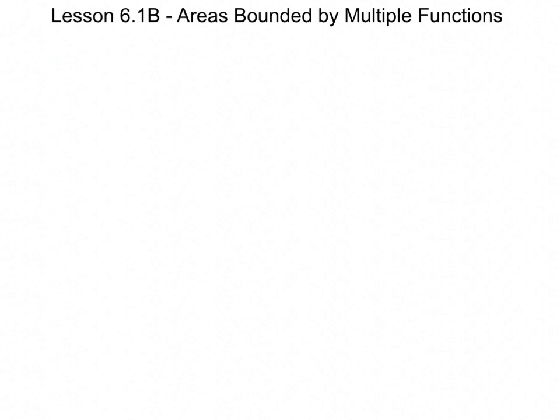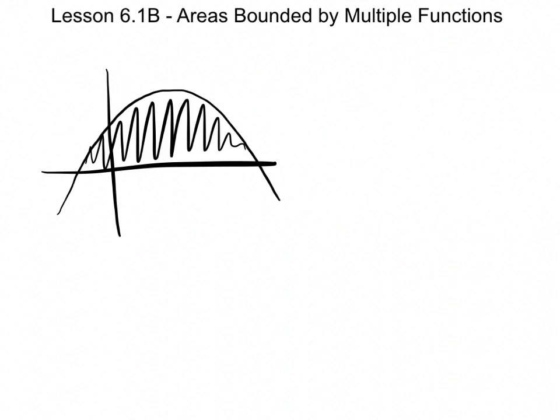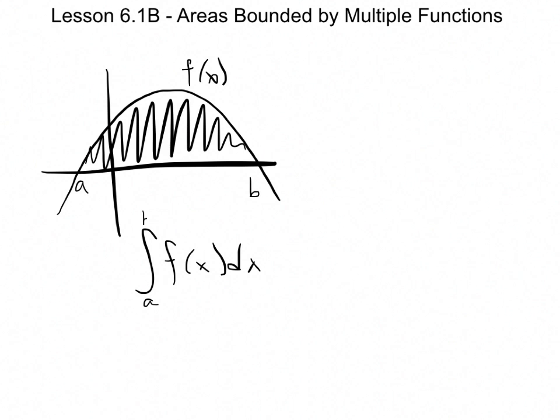In the previous video, the review video, we looked at fairly simple areas that were basically defined by one function, the upper function. If that function was called f of x, all we really had to do is the integral of f of x dx, from whatever the left bound is to whatever the right bound is. When a region only has one function really bounding it, these things are very, very simple. This lesson is about what happens when we have multiple functions that are bounding an area.